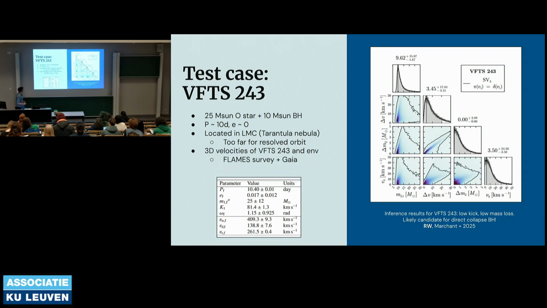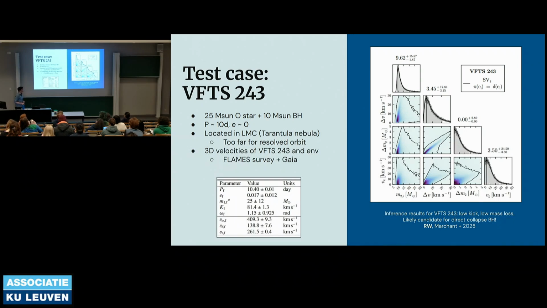This particular system is located in the LMC, in the Tarantula Nebula specifically, so it's too far for a resolved orbit. But because it was discovered in the FLAMES survey, which is a spectroscopic survey, we actually have access to all 3 velocity components. So we're using the model SV3, so no O, but SV3. And in this particular version of the inference, we've assumed that the eccentricity prior to the explosion was circular. So the system, because it's 10 days in period, we argue should have interacted prior to the explosion, circularized due to mass transfer, and then exploded with a circular orbit.